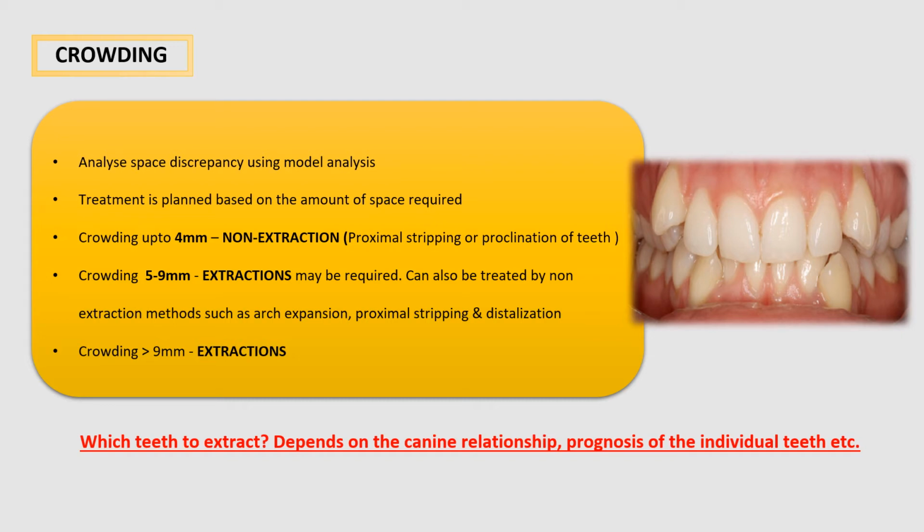So you have to decide this on a case-by-case basis as to what kind of extraction or proximal stripping or distalization or arch expansion or any of these combination approaches you're going to follow. Which teeth to extract again depends on the canine relationship and also the prognosis of the individual teeth, and also on the profile of the patient.